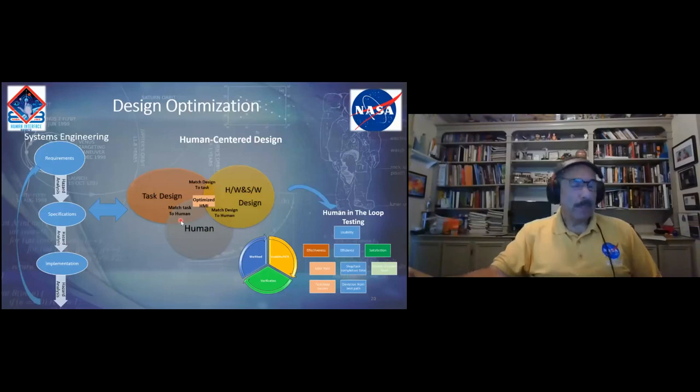allocation of requirements. So the allocation is basically, am I going to have this done by a human or am I going to have this done by a machine? And then the test design to the hardware design is to match the design to the test. All this is going on as part of your human-in-the-loop testing.